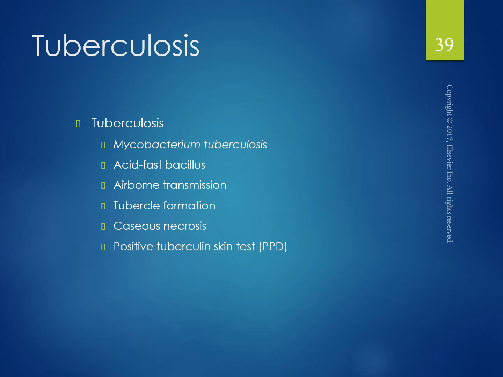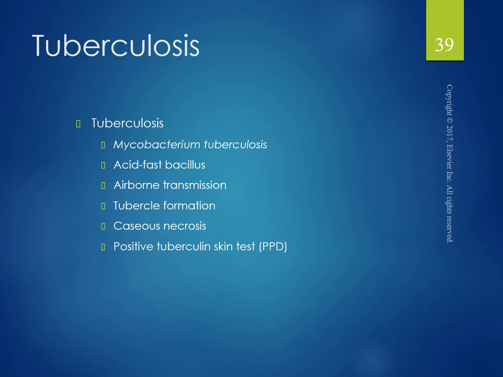And they will usually have a positive TB test, which is diagnosed by a positive tuberculin skin test or a purified protein derivative, PPD. And then you'll have a sputum culture, immunoassay, and a chest x-ray. But we do the skin test because it's an easy way to do it.